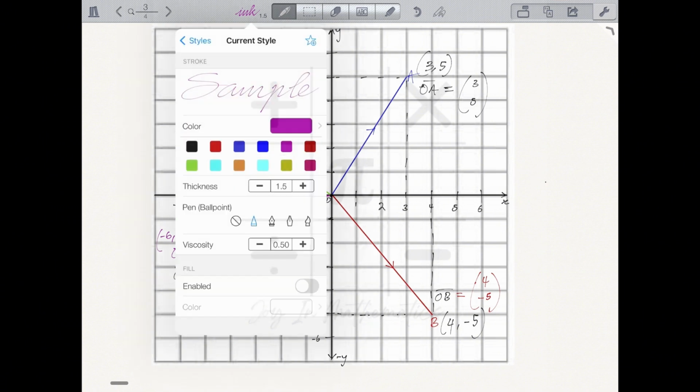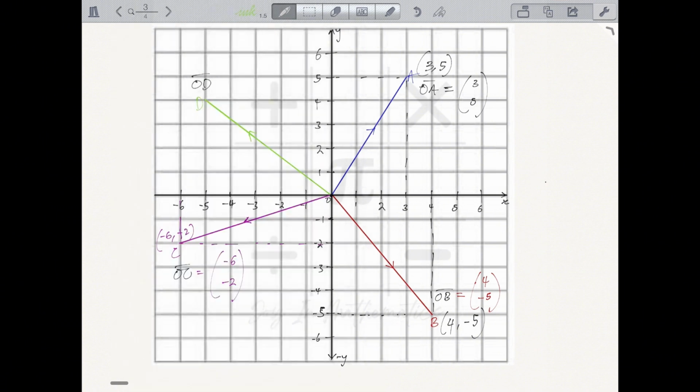Alright, I'm sure you have tried OD. If not, pause the video and give it a try. Now for OD, we can see that the x-axis is -5 and the y-axis is represented by 4. So we have -5 and then we have 4. Therefore, the vector OD is written to give us -5 and 4.